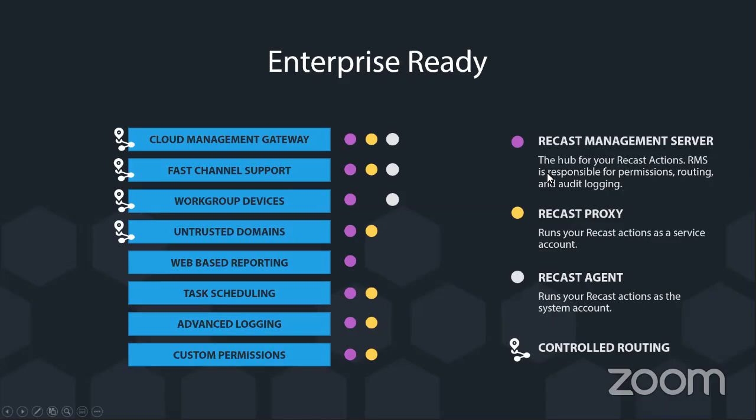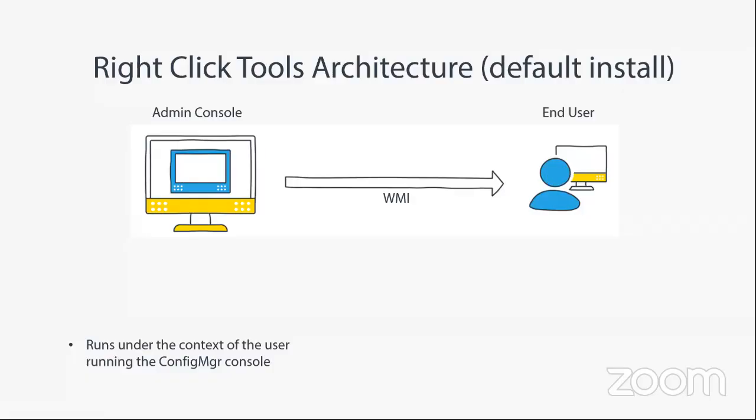But before we dive in to how to set this up, how to configure your routes and scopes and such, it's useful to get a lay of the land, an understanding of how things change as we add the various components to the right-click tools. So what we have here is a default right-click tools installation without Recast management server. This is what you get when you go to our website and download the community version or set up your enterprise standalone tools without that server.